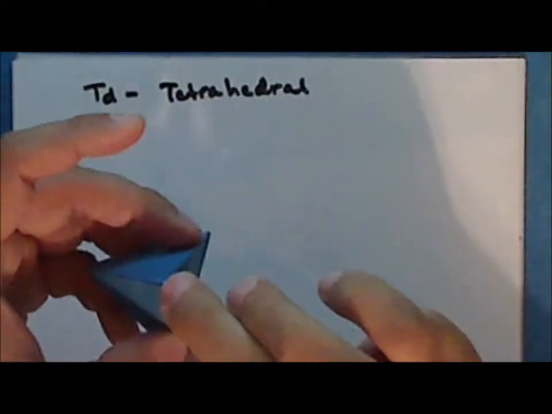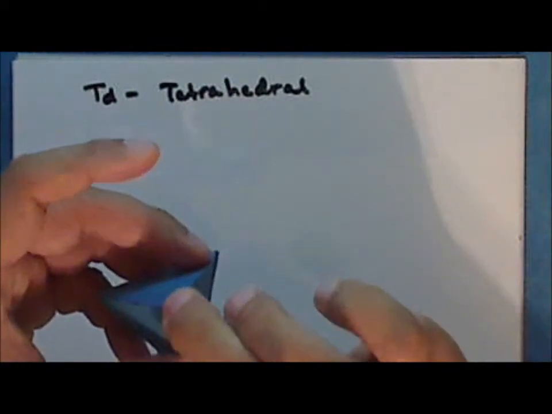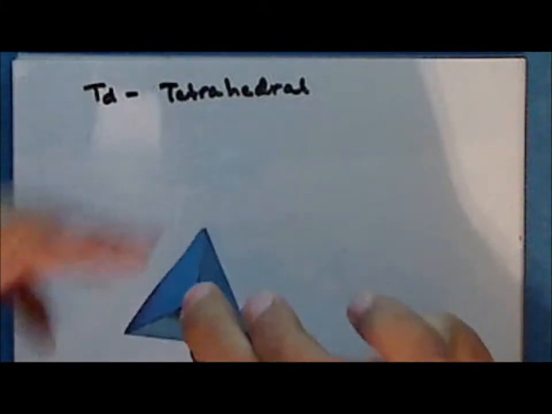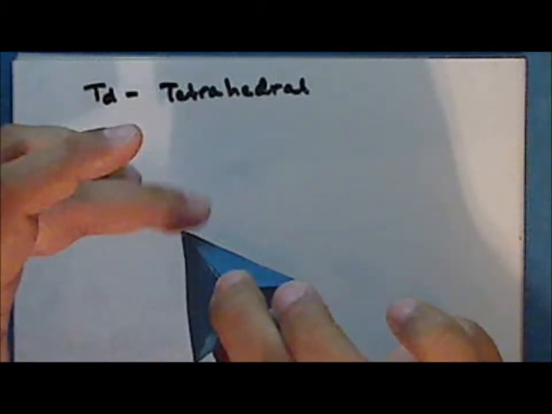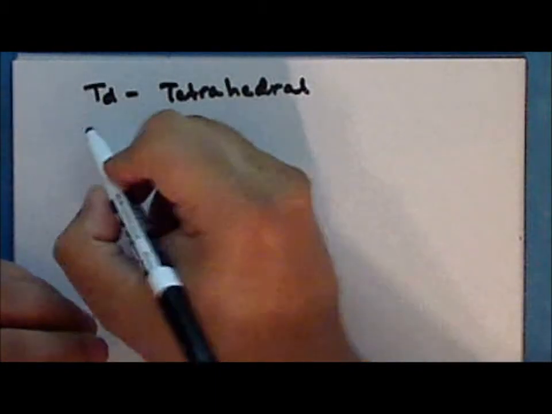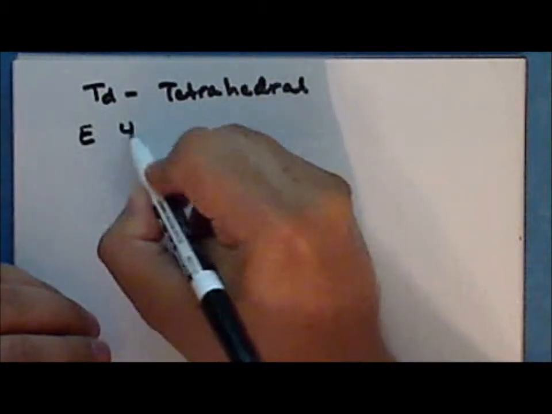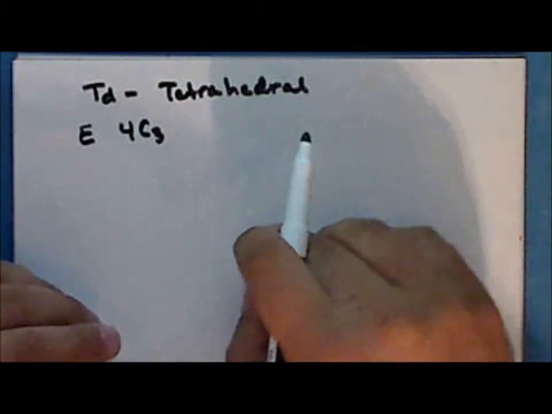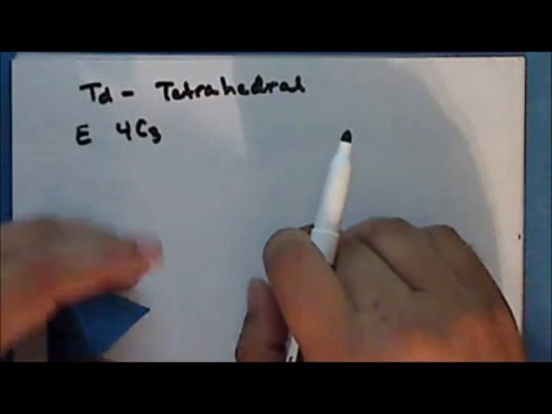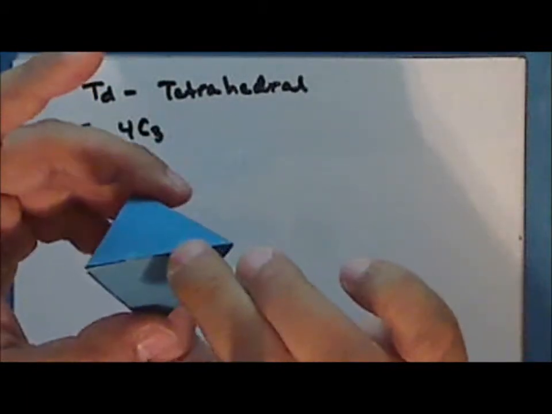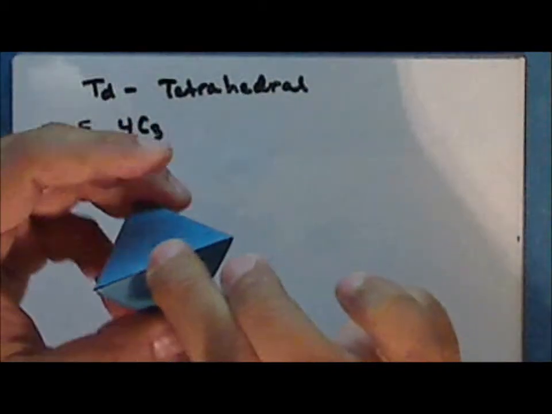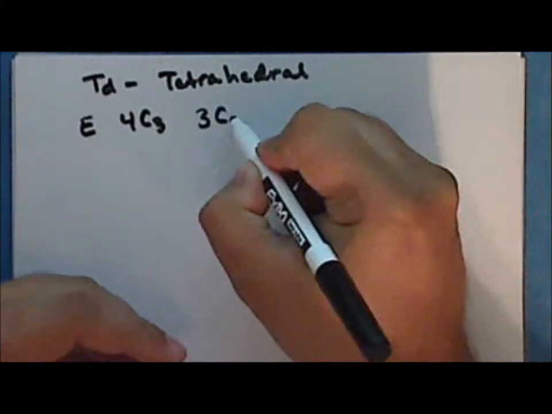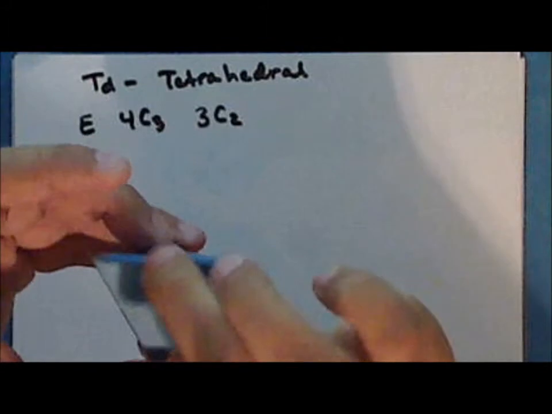Now an axis that passes through any of the vertices and the center of the tetrahedron is a C3 axis, and so there are 4 of those. So we have identity, 4 C3 axes. Now we also have a C2 axis that passes through the midpoints of opposite edges. And so we have 3 C2 axes.